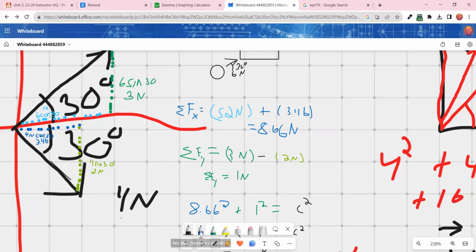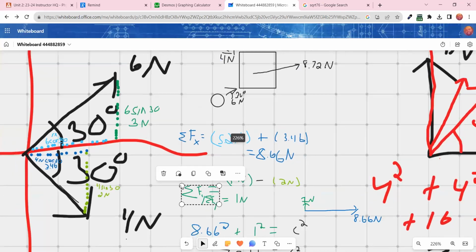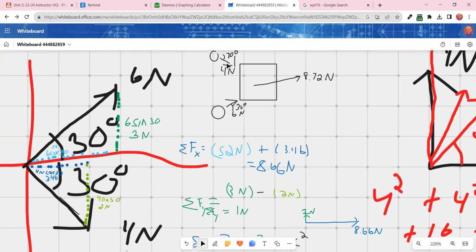If I were to draw it out like this, it might make it a little bit clearer. This is all of my x, which is about 8.66. And this is all of my y, which was 1. In other words, these 2 x's add up together, and we get a big 8.66. These 2 y's, one's going up, one's going down, they go against each other. But since this guy is pushing slightly stronger, it's not 0, it's 1.